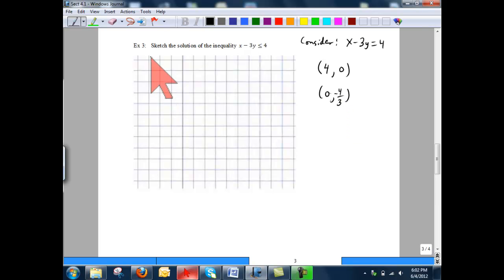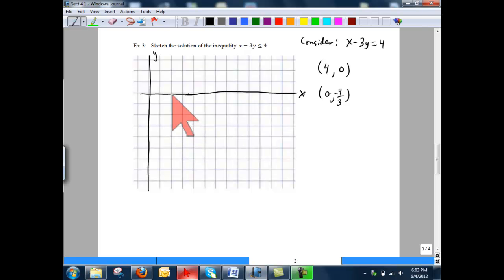And so if I graph this, I can put the y-axis here and the x-axis in here somewhere. Why am I choosing that? Well, I know that I want to be able to graph at least the point 4, 0 and the point 0, negative 4/3. So I'd like to save some space out here to the right so I can get out to positive x values, and also to save some space down here so I can get down to negative y values.